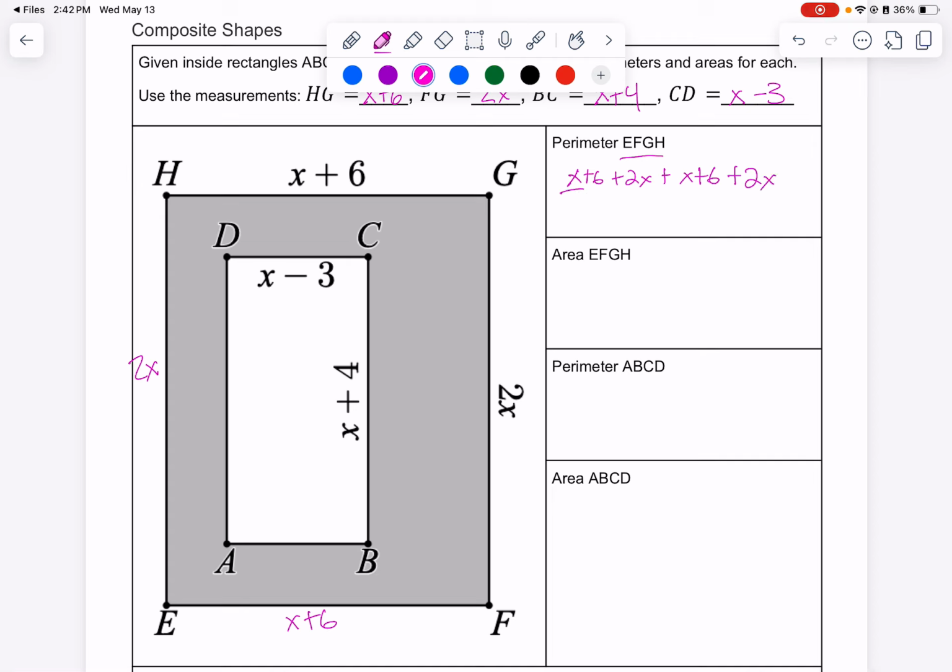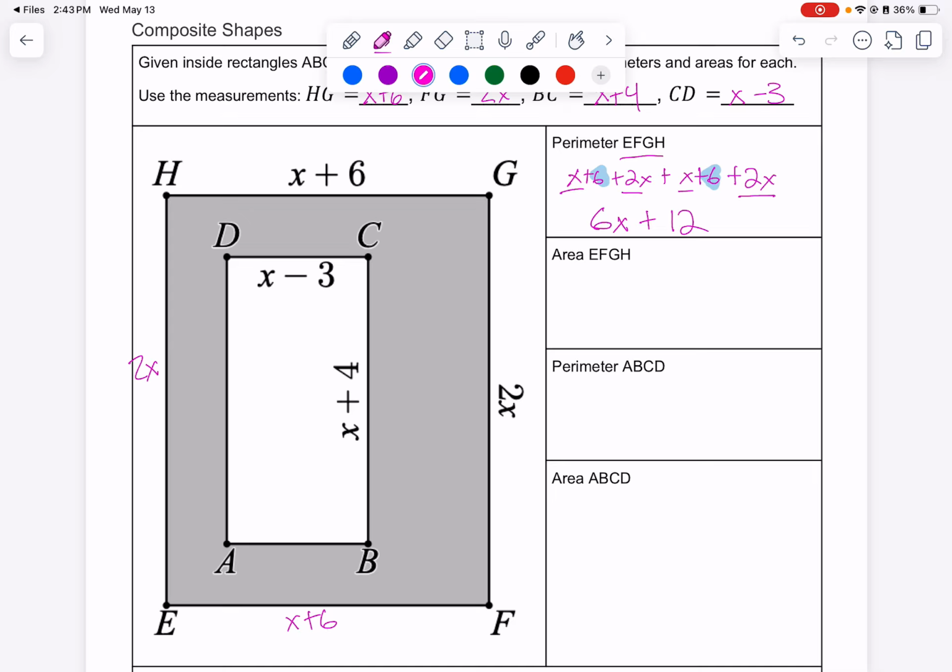So let's see, I have 1, 2, 3, 4, 5, 6. I got 6 for the x terms if I combine all those. And then for the numbers, I just have 6 and 6. So that's a 12.